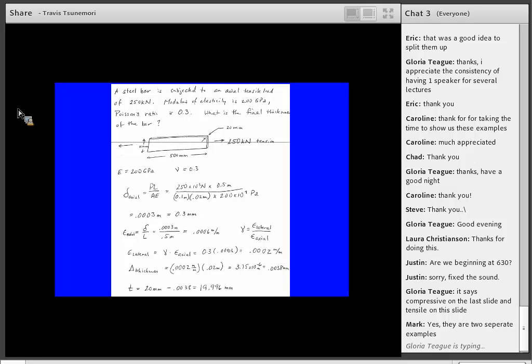And remember that nu is the strain in the lateral direction divided by the strain in the axial direction. So now we have the strain in the axial direction, and we have nu, 0.3. So the strain in the lateral direction is simply those numbers multiplied together. And now it's 0.0002. So that is the strain. Still not quite the answer. So watch, what is the answer? What is the final thickness of the bar?